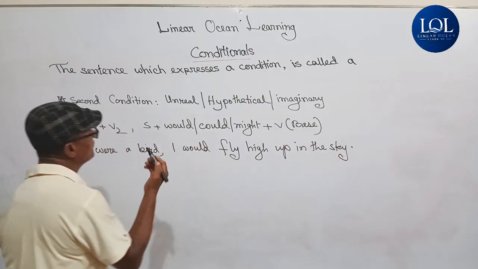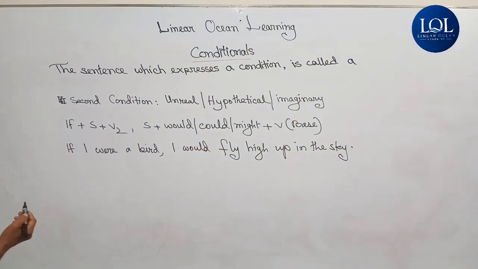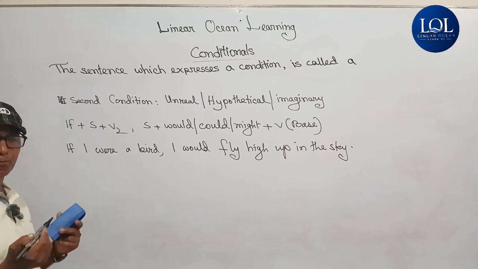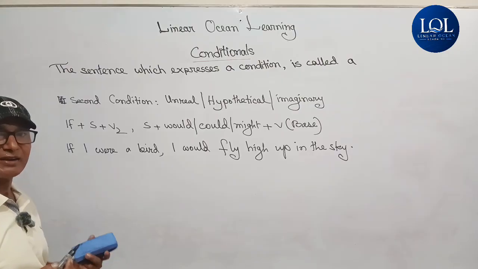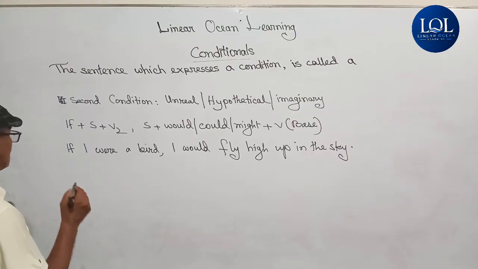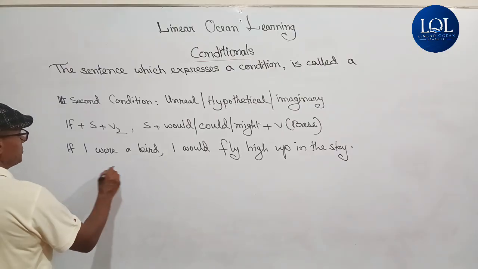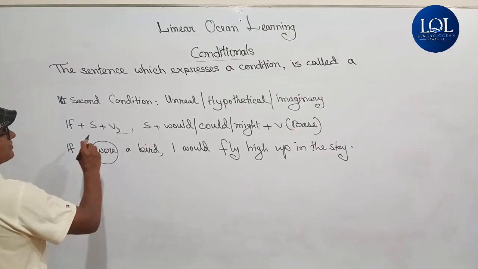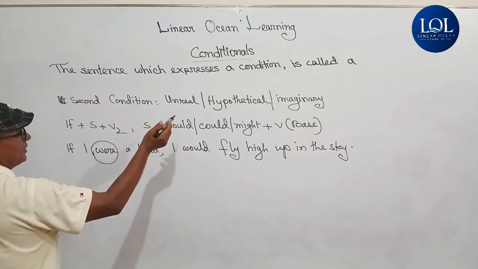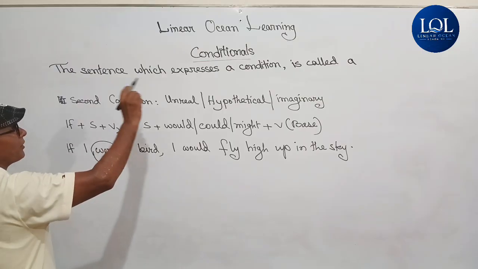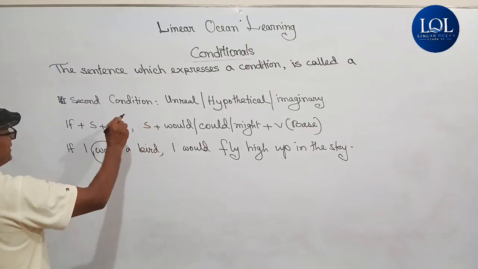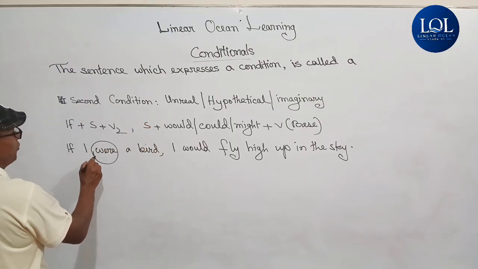This is unreal, hypothetical or imaginary, because I'm a human being, not a bird, and can never be a bird. If I were a bird, why were? Because it is hypothetical or unreal or imaginary. That's why were. But if it were not in second condition, it would be was there.